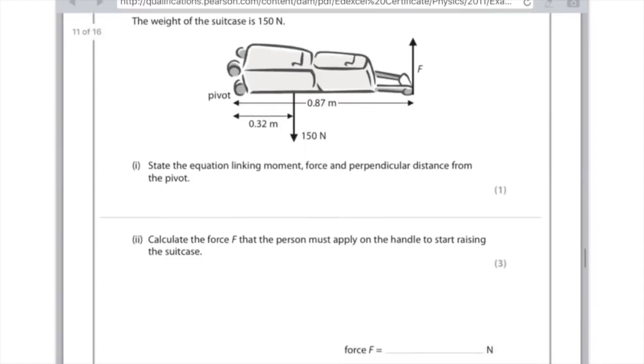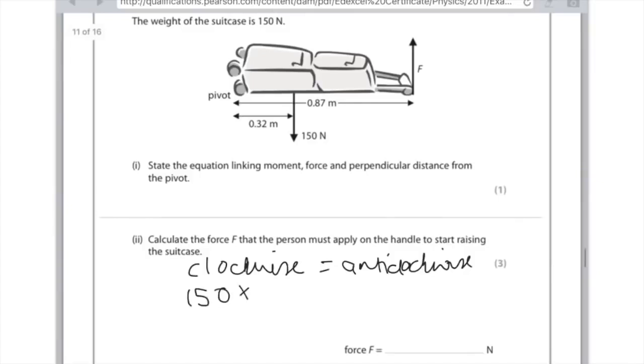So remember that the clockwise moment equals the anti-clockwise moment. Our clockwise moment this time is the weight of the suitcase pulling downwards. So we're going to write, remember, moment is force times distance, so force acting clockwise is 150 times the distance, which is 0.32. We're looking for force, so I'm going to write x here, and then remember, moment is force times distance. We've been given the distance, which is 0.87. And then if I solve for x, I get an answer of 55 newtons.